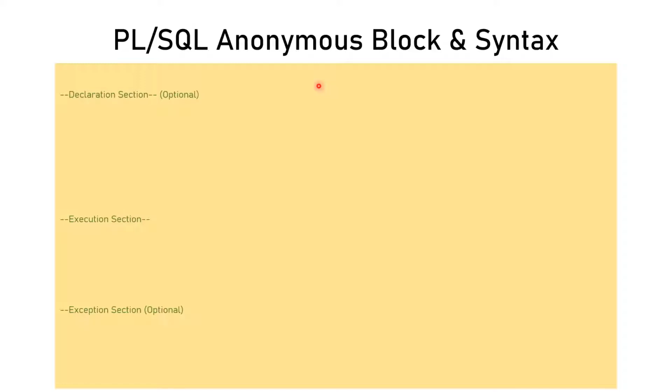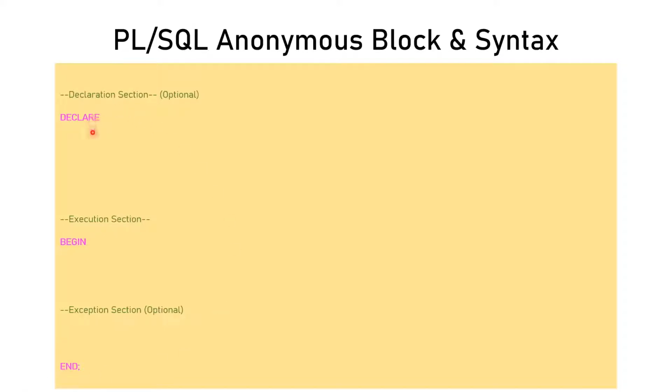So a normal PLSQL program block will have three main keywords: declare, begin, and end. Under the declare keyword, we will be declaring our variables as well as cursors if we want to use any cursors. Under the begin keyword, we will be writing down the main business logic of our program. And finally, we will be ending our program with the end keyword.